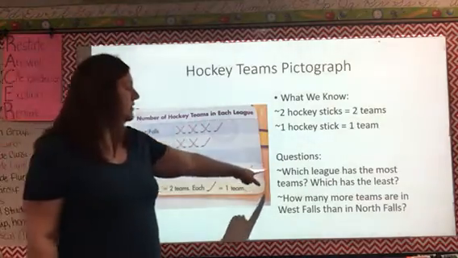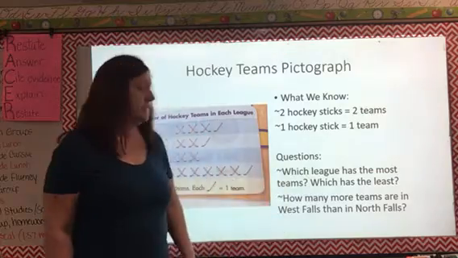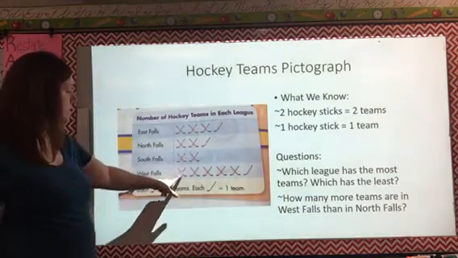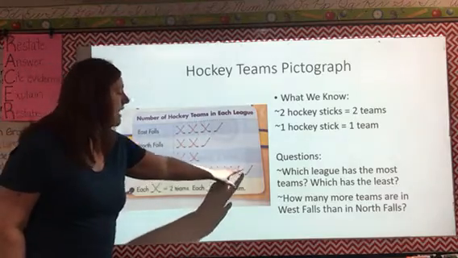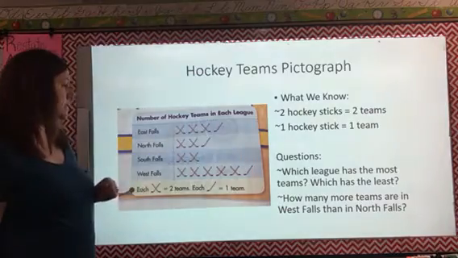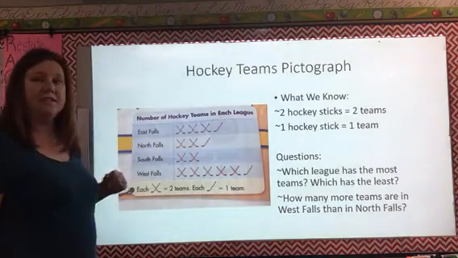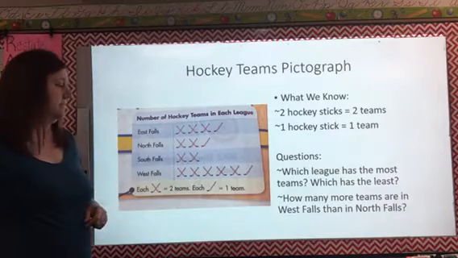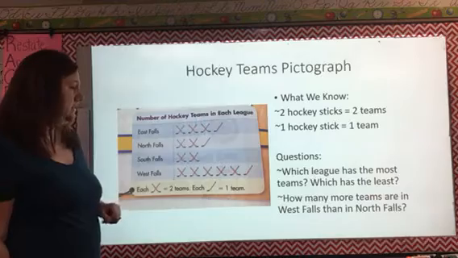So let's look at some questions. Which league has the most teams? Which has the least? Well, which one had the most? We said that this one had 2, 4, 6, 8, 10, 11. So the West Falls league has the most teams, okay? Which has the least? What do you think? The South Falls, it only has 4.